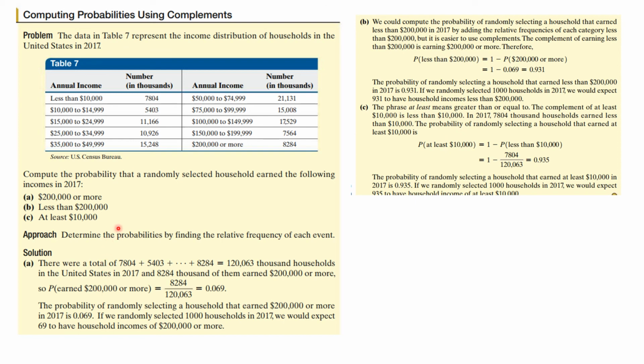The third question says at least $10,000. Now that means you earn $10,000 or more. So that's going to be a bunch of these. Now you could just add up all of these others, but it's much easier in this case to take 1 minus the probability that you earn less than $10,000. So the probability of at least $10,000 is 1 minus the probability of less than $10,000. And again, you can see that the law of complements made that calculation much easier.